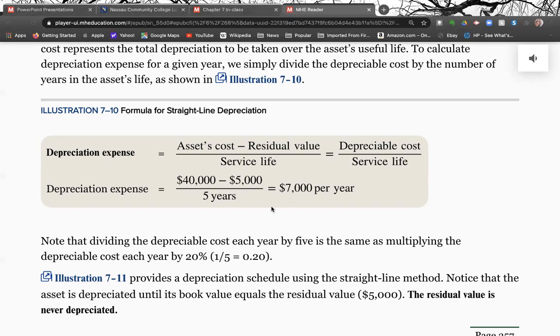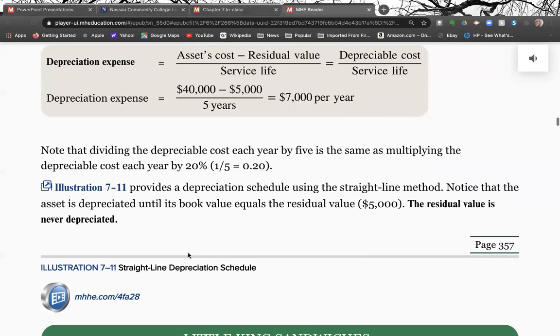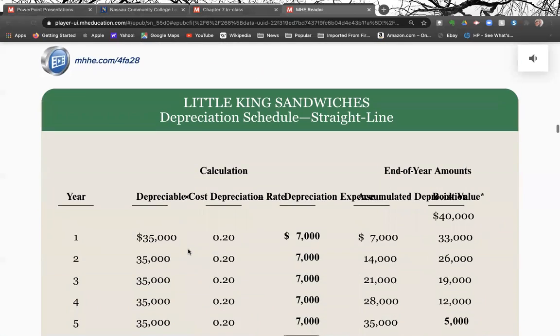Now, sometimes you'll see this expressed as a percentage. So the 5 years, we say that this asset depreciates 1/5 each year. 1/5 is equal to 20%. So we may see it that way at some point. Okay, now here's a depreciation schedule.